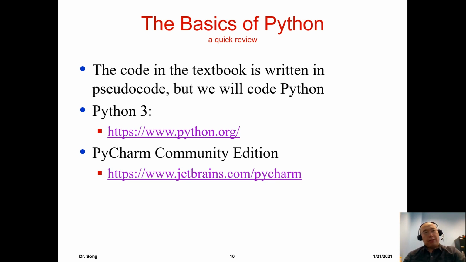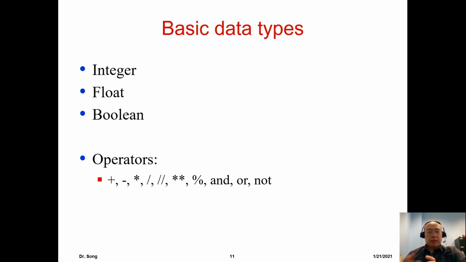First things first, we are doing Python 3 and not Python 2. And for PyCharm, you are going to use the Community Edition. Okay? For the basic data types in Python, you should know integers, floats, and Booleans, what they are, and what kind of operators can be done on them. We have plus, minus, and multiplication.